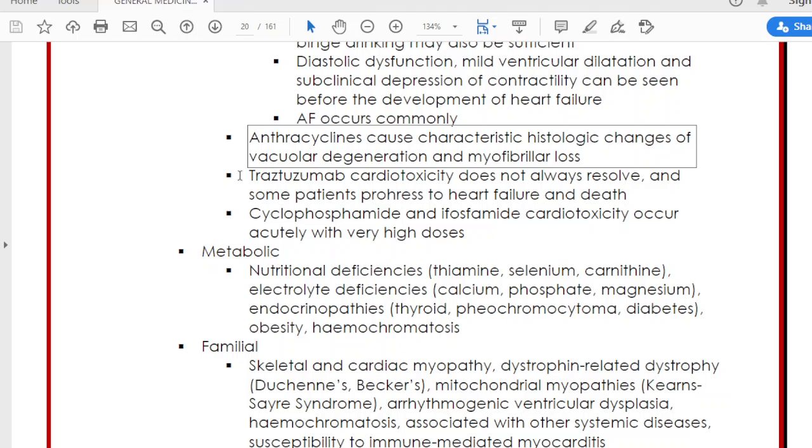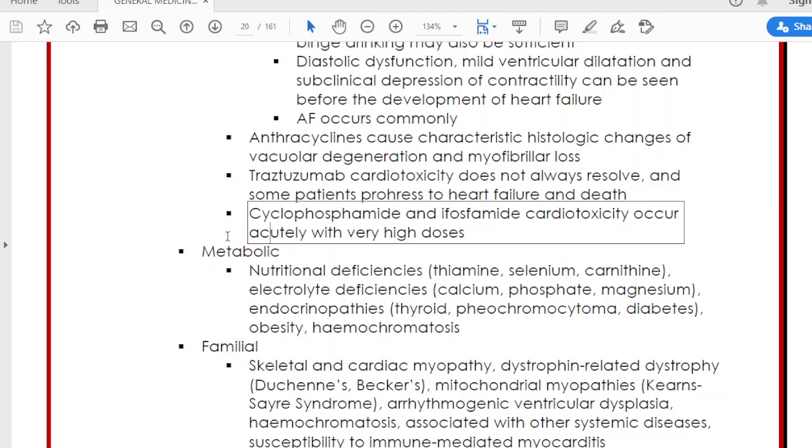Anthracyclines cause characteristic histologic changes of vacuolar degeneration and myofibrillar loss. Trastuzumab cardiotoxicity does not always resolve, and some patients progress to heart failure and death. Cyclophosphamide and ifosfamide cardiotoxicity occur acutely with very high doses.